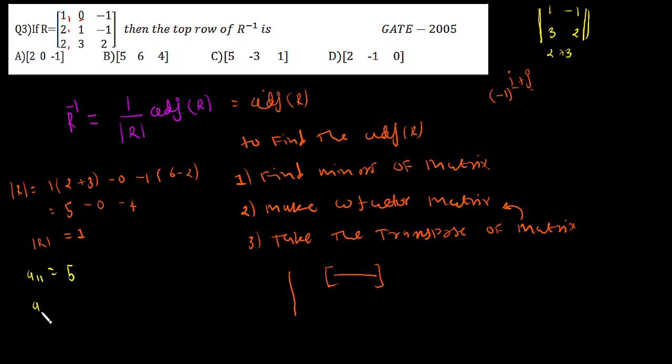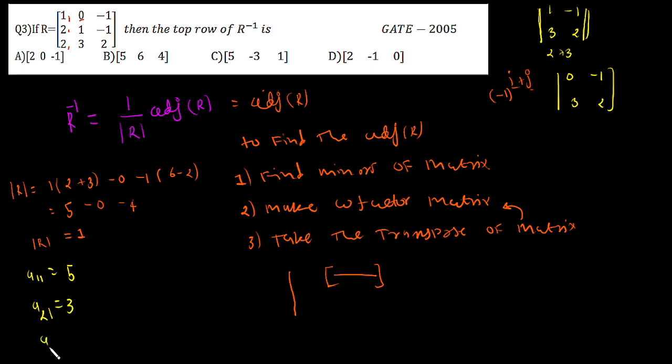Again I have to find the minor of the next element, and the address of this element is second row and first column. So I can write a21, and again let's delete this row and this column. So I end up with this minor of second order: 2, minus 1, 3, 2. Now again let's find the determinant. Again I am getting 2 plus 3.